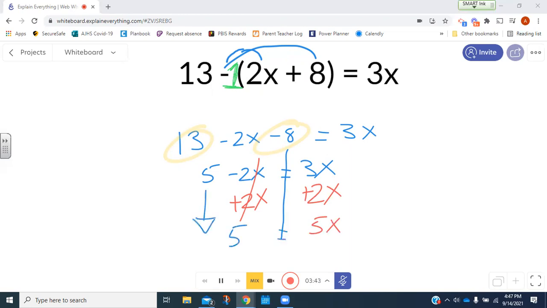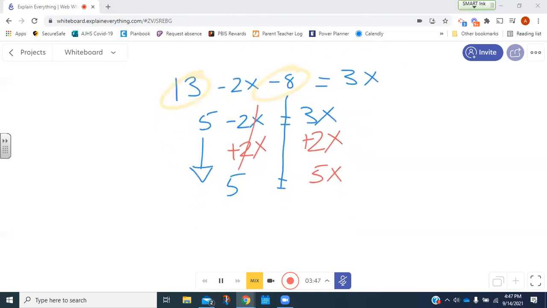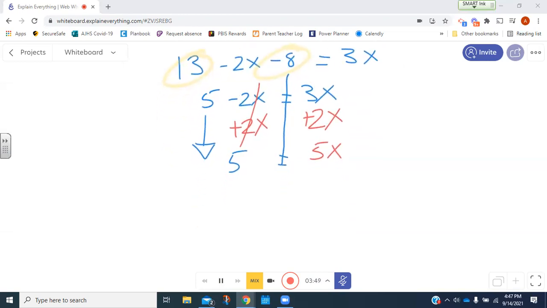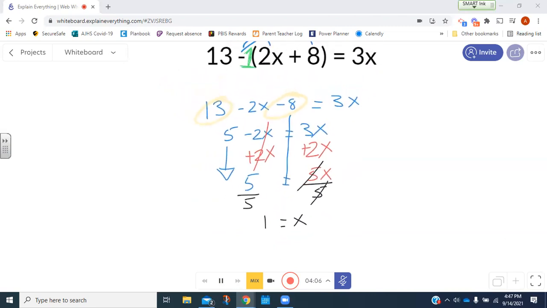So 5 equals 5x. And we want to be able to now get the x by itself. And we know that we can divide by the coefficient that's in front of x. But what we do to one side, again, we do to the other. So 5 divided by 5 is 1. On the right side, we're left with x. And again, 5 divided by itself is also 1. So for a second example here, x equals 1.